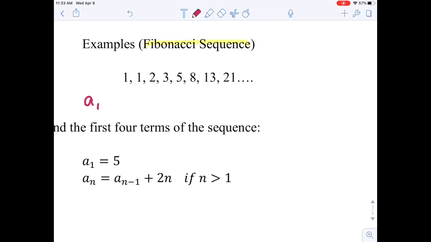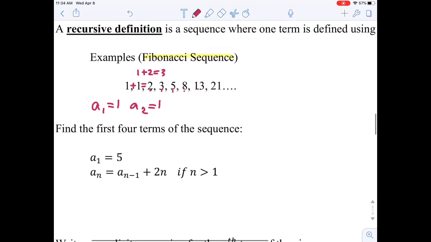So in a Fibonacci sequence, the initial term is 1, the second term is 1 as well, and to find your third term, you add those together. 1 plus 1 is 2. Then to find your fourth term, it's the second and the third term together. And then to find your fifth term, it's the third and fourth. 2 plus 3 is 5. 3 plus 5 is 8. 5 plus 8 is 13.